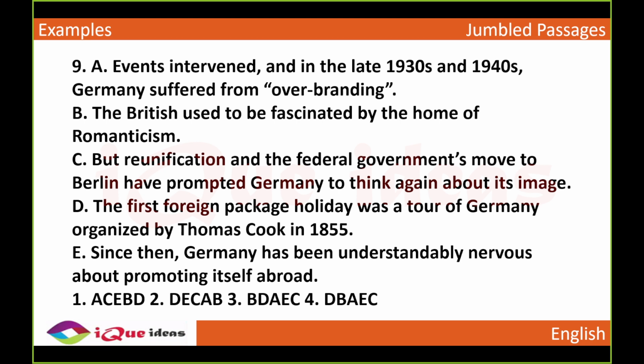Okay. So it can start with either A, B or D. Great. A says events intervene. Intervene means came in between. So events came in between, and in the late 1930s and 40s, Germans suffered from overbranding.